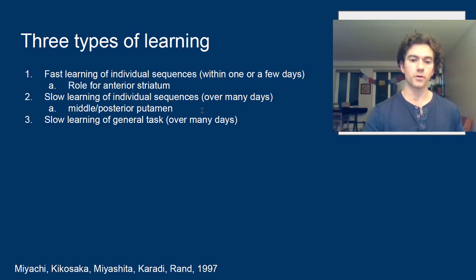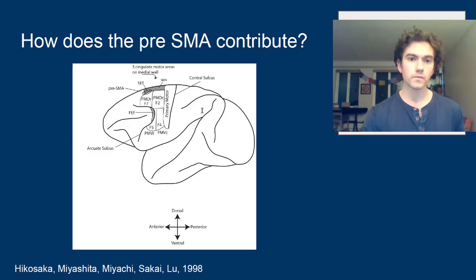One thing to caution, though, these effects are kind of small. It's not like the monkey couldn't do one or the other type of learning with these injections. They could still perform the task, but it just took them a little bit longer. They made a few more errors.